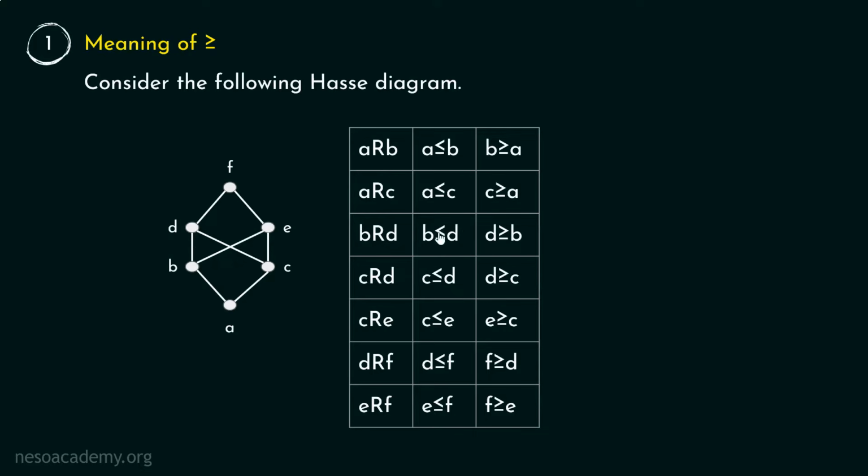Therefore, I can use this symbol less than or equal to represent the same thing. That is, if I am saying that B is less than or equal to D, then I mean that B is related to D, right? Now, what is the meaning of greater than or equal to? When I say A less than or equal to B and when I say B is greater than or equal to A, they both mean the same. A less than or equal to B is actually equivalent to B greater than or equal to A.